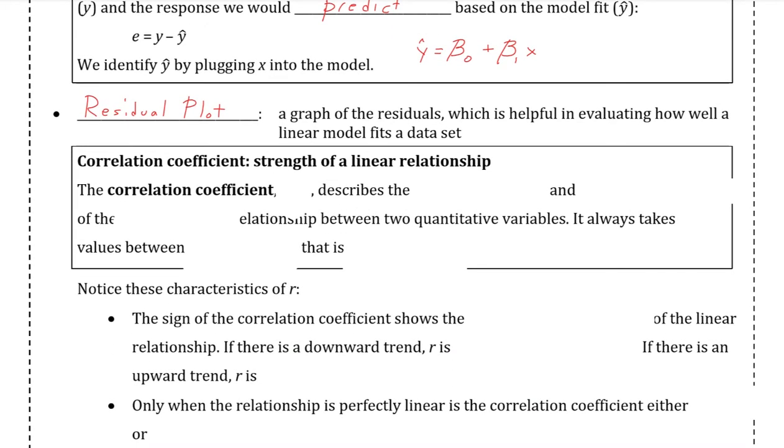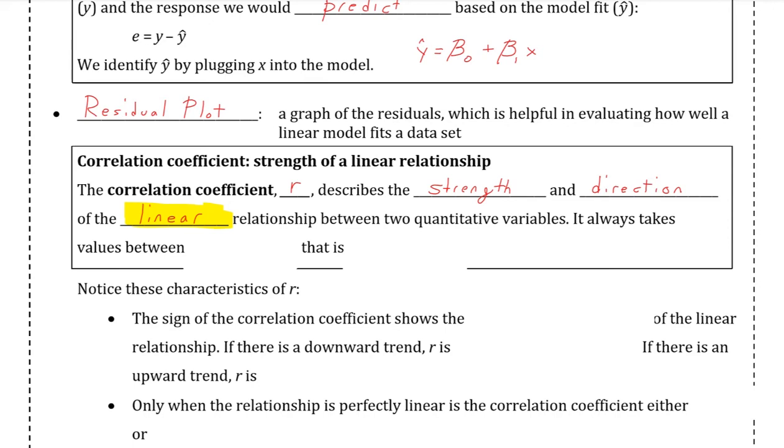The correlation coefficient will also be an important tool for us to evaluate the linear relationship. The correlation coefficient R describes the strength and the direction of the linear relationship between the two quantitative variables. Pay very close attention to the fact that it's finding both the strength and direction, but specifically for a linear relationship.